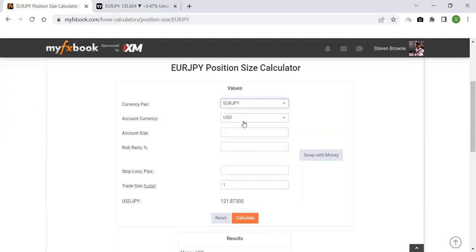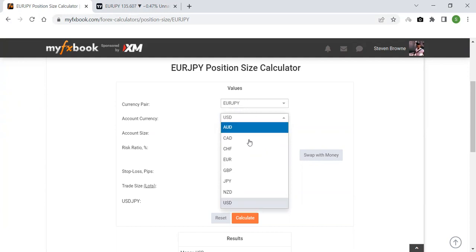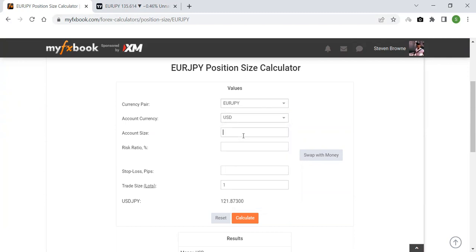Yes. Now, which account currency? You might be trading USD, euros, or GBP, depending on which account currency you have and what country you are in. Let's use USD, for example. Then your account size, how much you have in your account. Our example is $1,000. Remember, we only want to risk 2%.